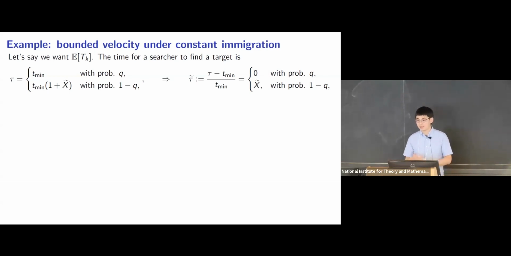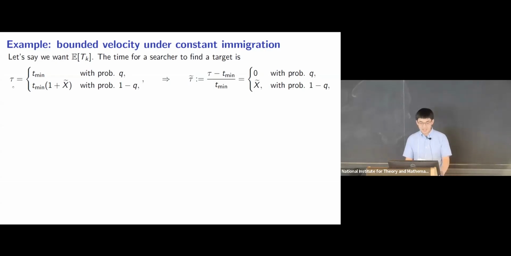Let's say we're dealing with these sort of bounded velocity PDMPs that have come up both earlier this morning and in previous talks. And let's say we just want to find the mean fastest, mean kth first passage time.